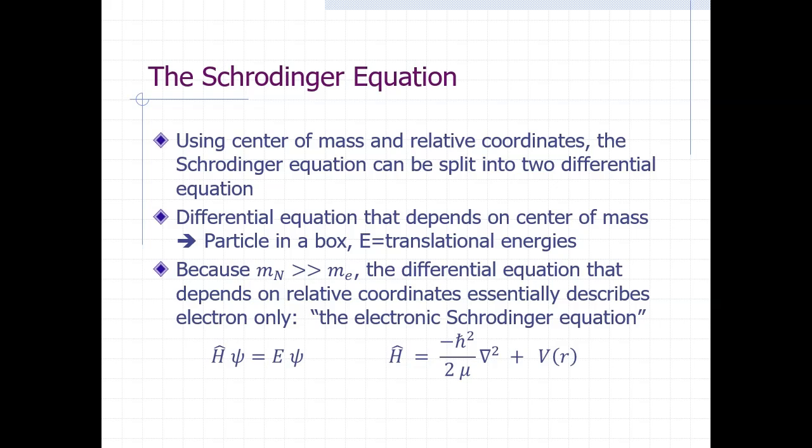Typically, we are only referring to this differential equation when we write H hat psi equals E times psi for a hydrogenic system, and we call this the electronic Schrödinger equation. H hat is called the electronic Hamiltonian, and it's the sum of the relative kinetic energy operator and the potential energy operator. The eigenfunctions are called the electronic wave functions. The eigenvalues are called the electronic energies.